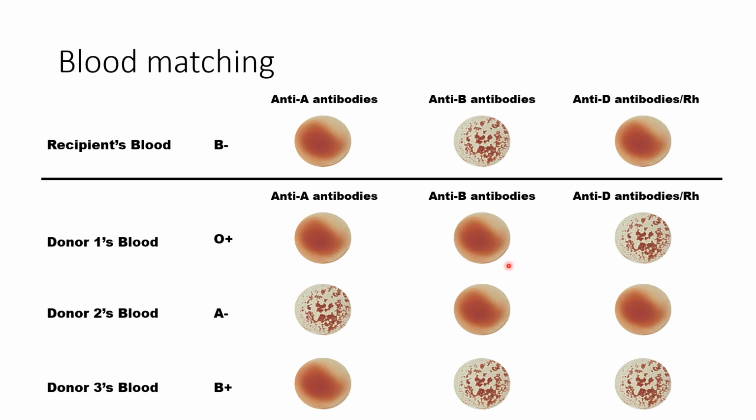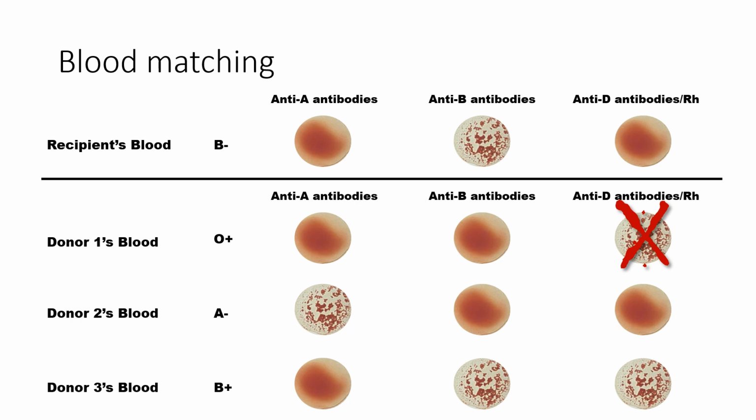Now if we look at donor number 1, we've got the issue not with the antigen A or the antigen B. There's no problem there because these red blood cells don't have that. But we do have a problem right here with the D antigen. The presence of this RH factor can create a problem for our recipient. So this is the problem with donor number 1. Donor number 1 is not a good match.